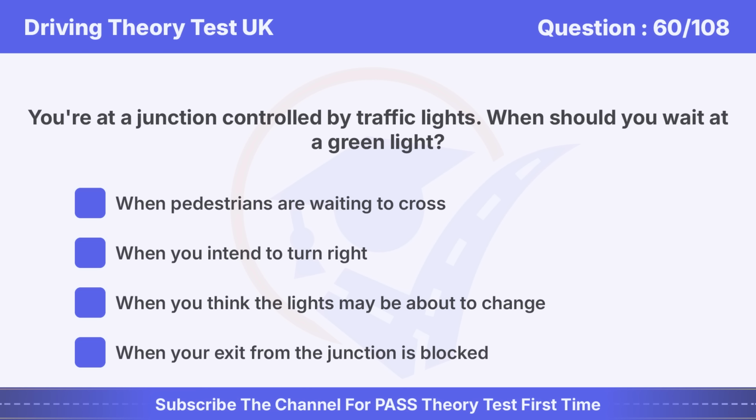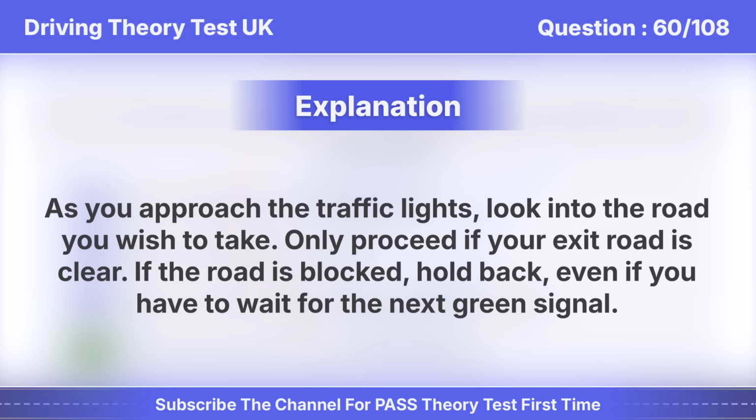Question 60. You're at a junction controlled by traffic lights. When should you wait at a green light? Answer is D. When your exit from the junction is blocked. As you approach the traffic lights, look into the road you wish to take. Only proceed if your exit road is clear. If the road is blocked, hold back, even if you have to wait for the next green signal.